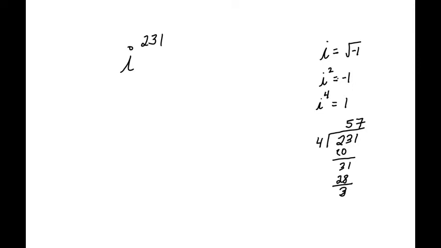So what I can do is rewrite this as i to the 4th, and I have 57 of those. And then I have 3 left over. So believe it or not, i to the 231st power will be equivalent to i to the 3rd, and here's why.